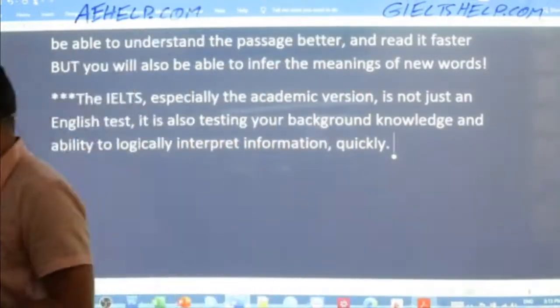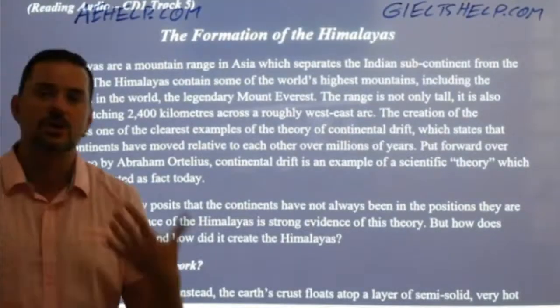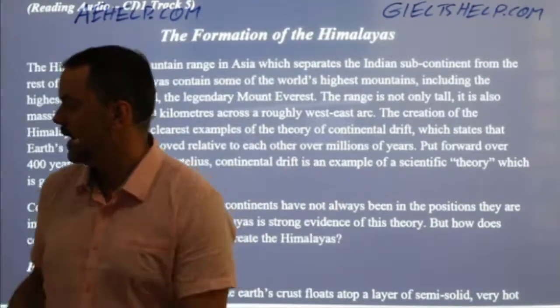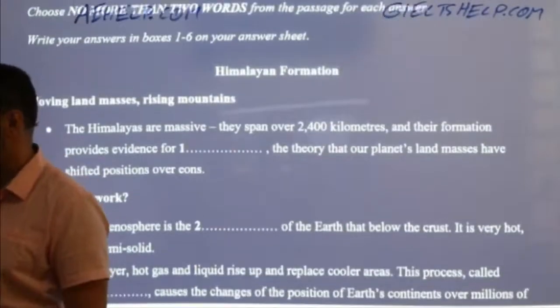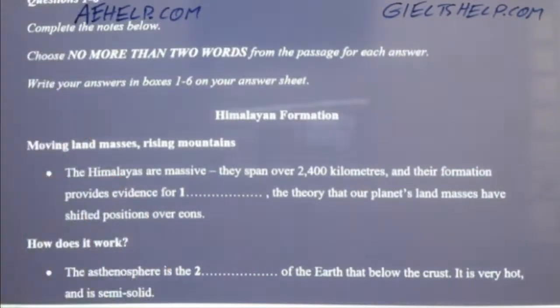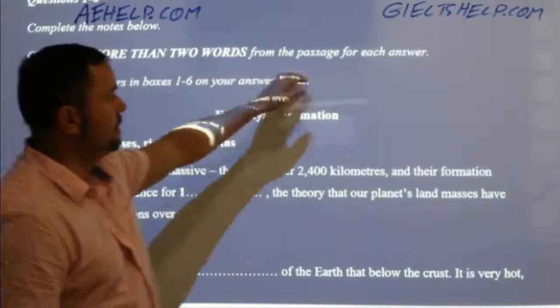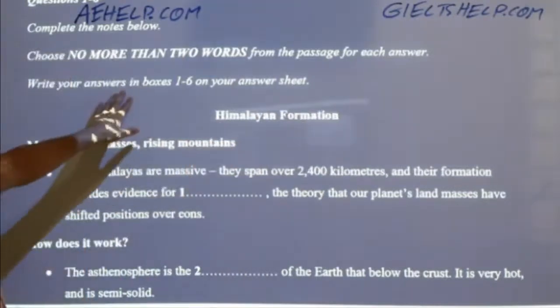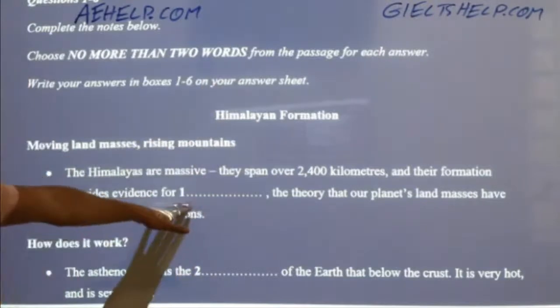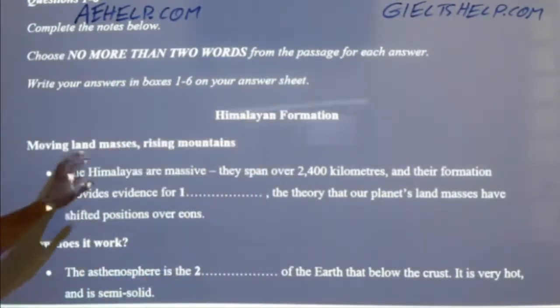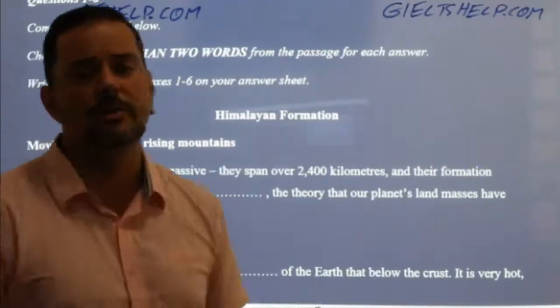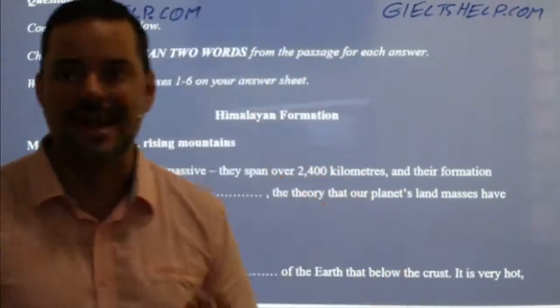It's very important. All right, so you read the title, you got through this part of it, you're doing a great job visualizing, and so you go to the next step, which is looking at the questions. So you take a look at the questions and you go, okay, let's see the questions. Maybe I can get a little bit more information here. So here we go. First one, choose no more than two words from the passage for each answer. Write your answers in boxes 1 to 6. So these are fill in the blanks, short answers. Himalayan formation, so how the Himalayas are created. Moving land masses, rising mountains. And we read over these nice and quick. We don't get stuck on new words. We just get as much information as we can, okay?